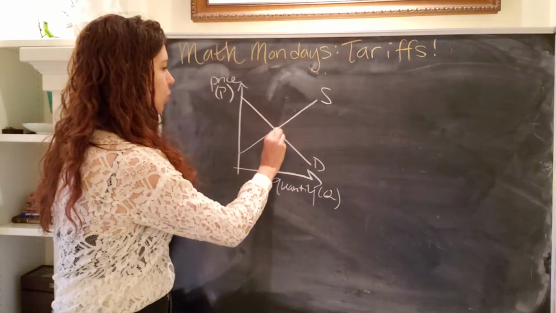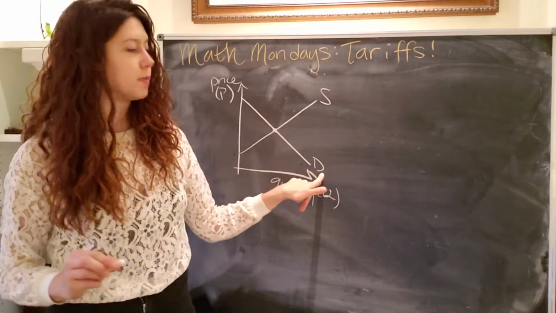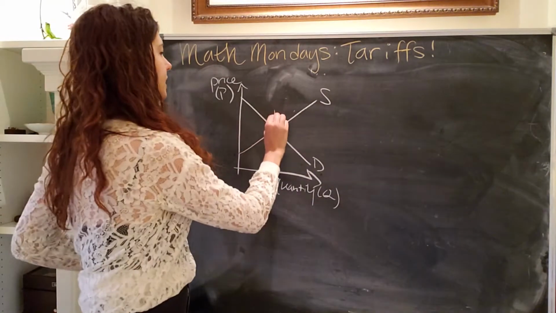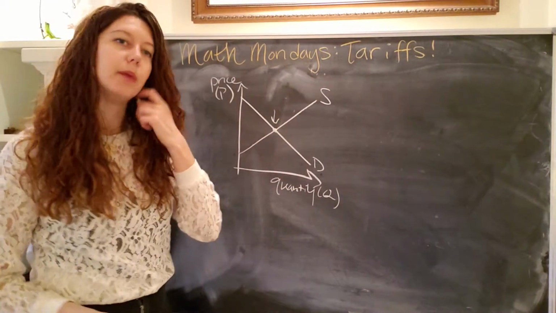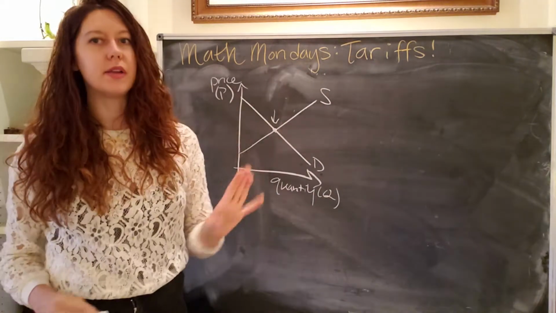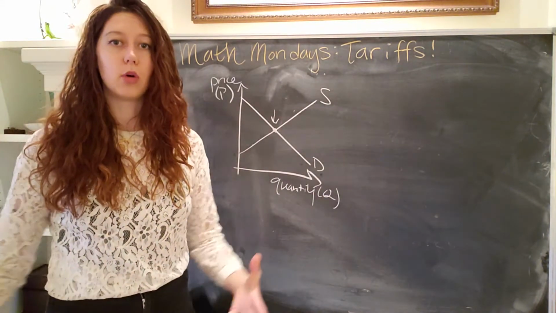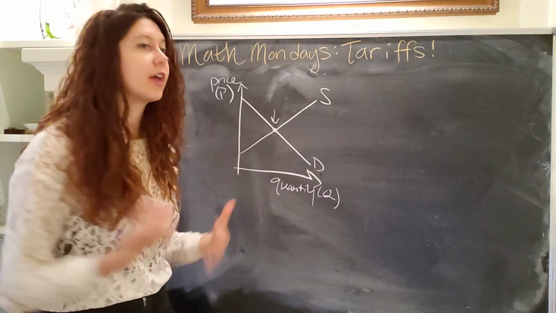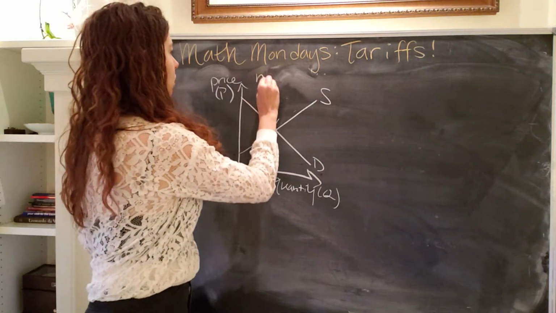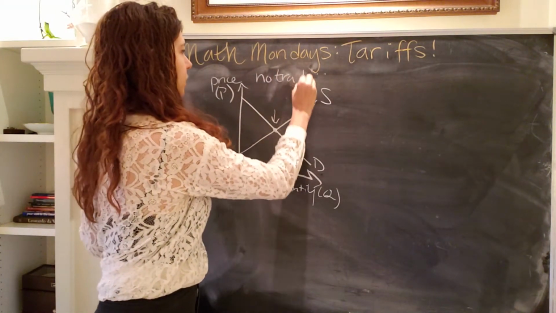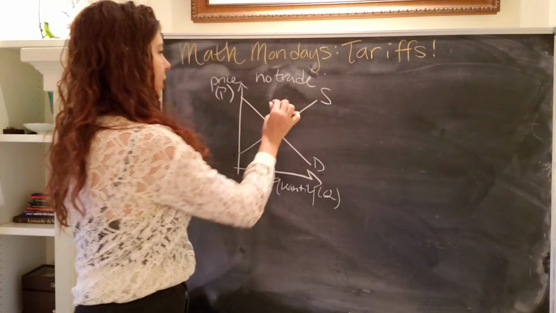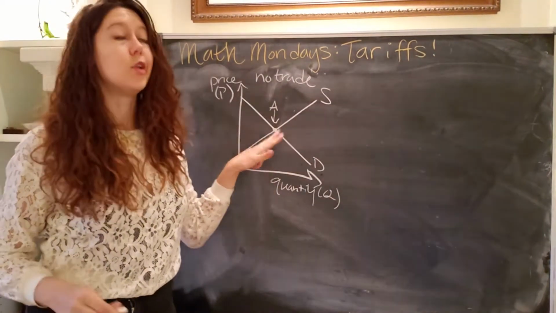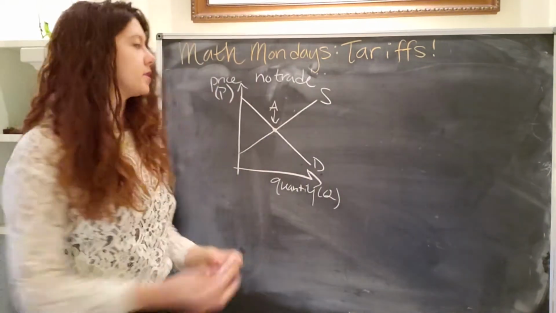So this point at which the supply curve and the demand curve intersect is called the equilibrium point. And keep in mind that we are just talking about a home market, or basically what would happen without any trade. So we're going to call this no trade. And I'm going to label this point A. So this is the no trade equilibrium point.